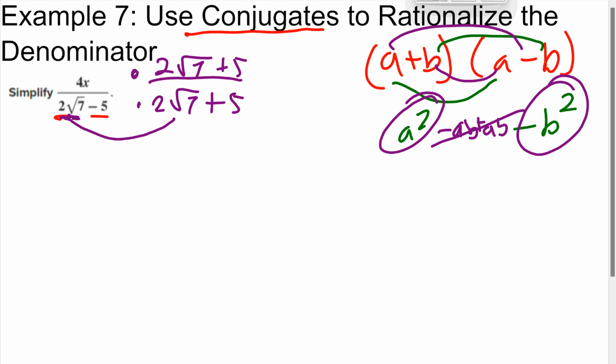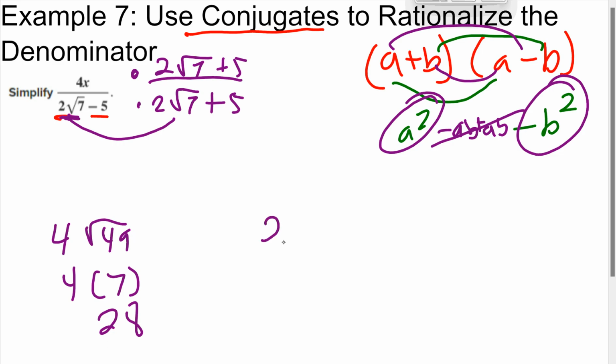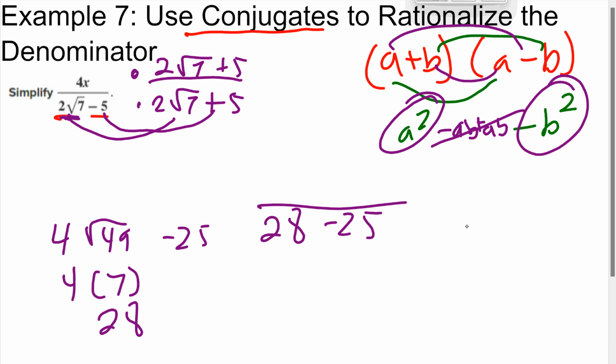Okay, so on the bottom, because these are conjugates, I take 2 root 7 times 2 root 7. So that's outside times outside, which is 4, and then inside times inside, which is root 49. The square root of 49 is 7, so 7 times 4 is 28. It all reduces down to 28 there. Now I just take outside times outside, so negative 5 times 5 is negative 25. So negative 25 minus 28 is 3.